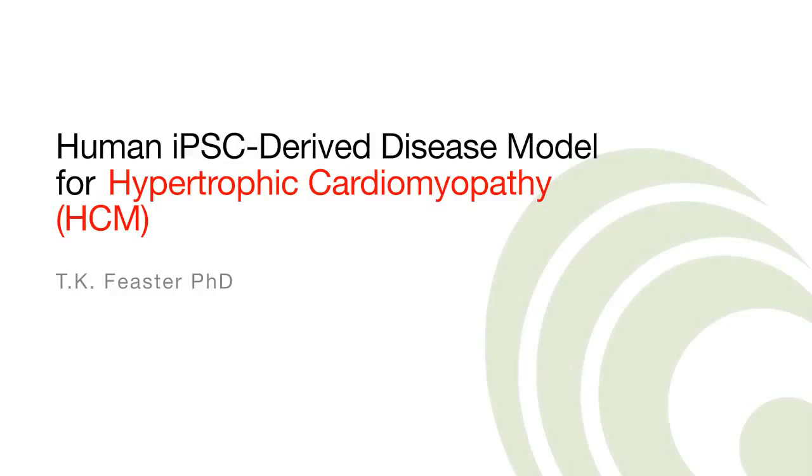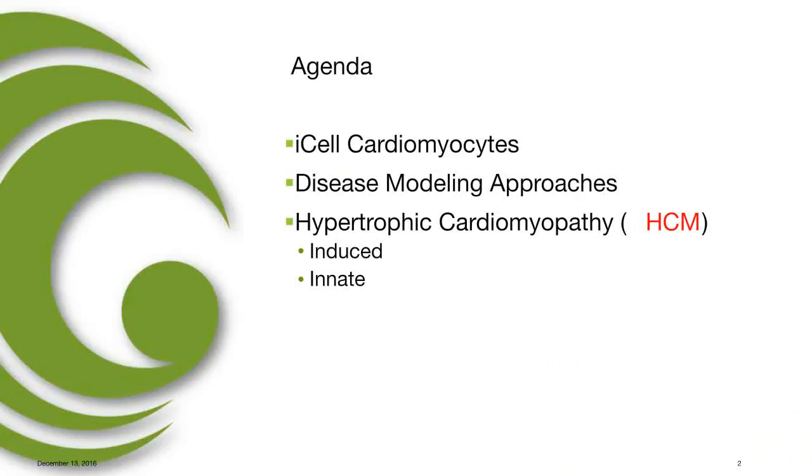Thank you for that introduction. Today I'm going to be talking about human iPS-derived disease models for hypertrophic cardiomyopathy. This is an agenda of the talk. First, I will go over some of the background on human-induced pluripotent stem cell-derived cardiomyocytes and introduce the iCell cardiomyocytes. Next, I will talk about some of the disease modeling approaches employed at CDI, and then I will give you some background on hypertrophic cardiomyopathy, or HCM, really highlighting two key examples, one of an induced example and one of an innate example.